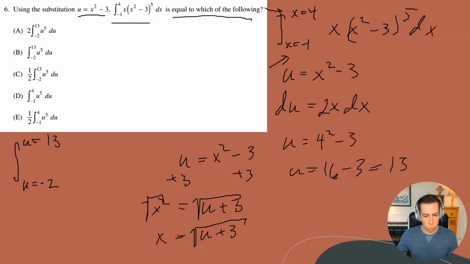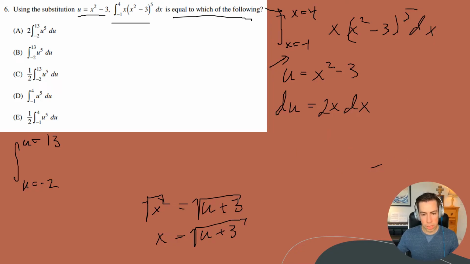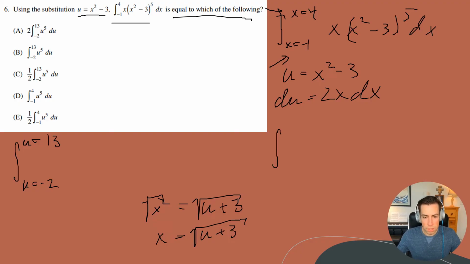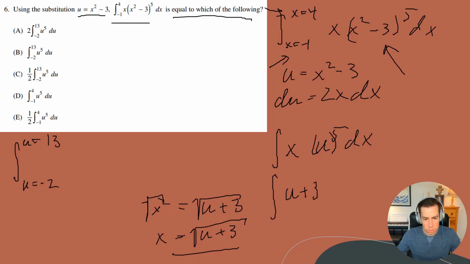Now you might be wondering, why did I solve for x in terms of u? I'm going to go ahead and show you that right now. Let me leave up what I had there. Okay, so I have this integral, and I'm not going to add the limits just yet. If I substitute in u here, I now have x multiplied by u to the 5th, dx. Now I want to figure out what x is, and I just solved for it right here. So now I have the integral of the square root of u plus 3 multiplied by u to the 5th dx.